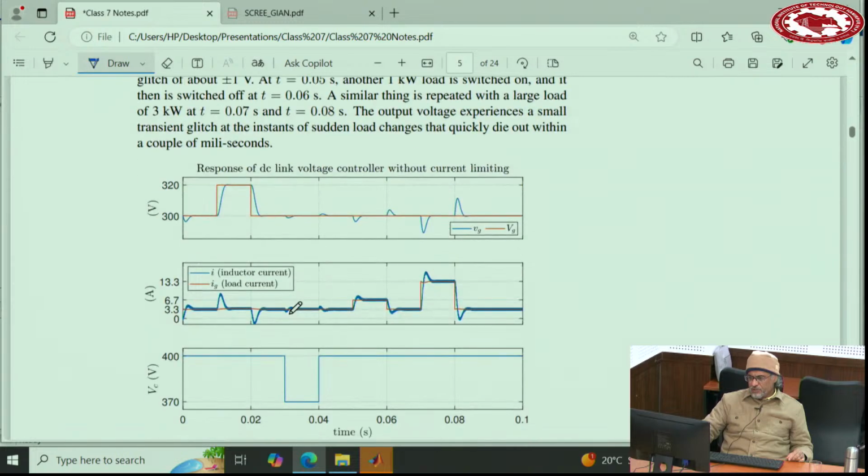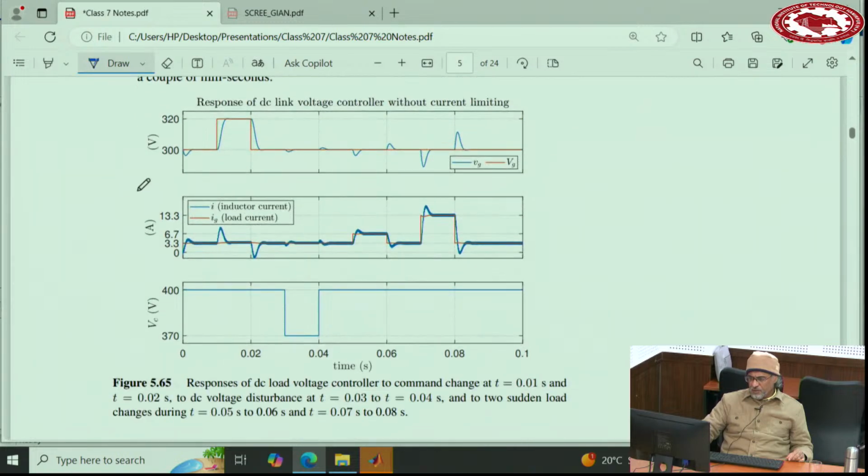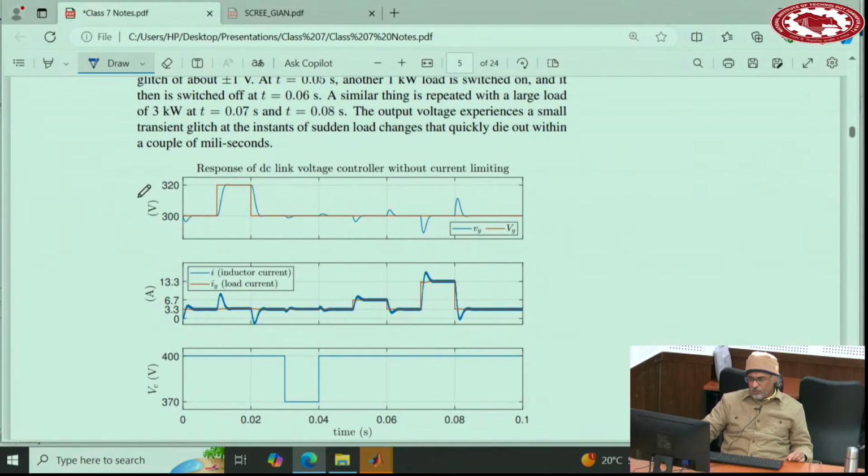This simulation shows you some of the results. So this is the starting, it's very smooth. And I think the full load is connected. Yeah, the load is connected. Yeah, full load, I believe, because the current goes to 3.3.